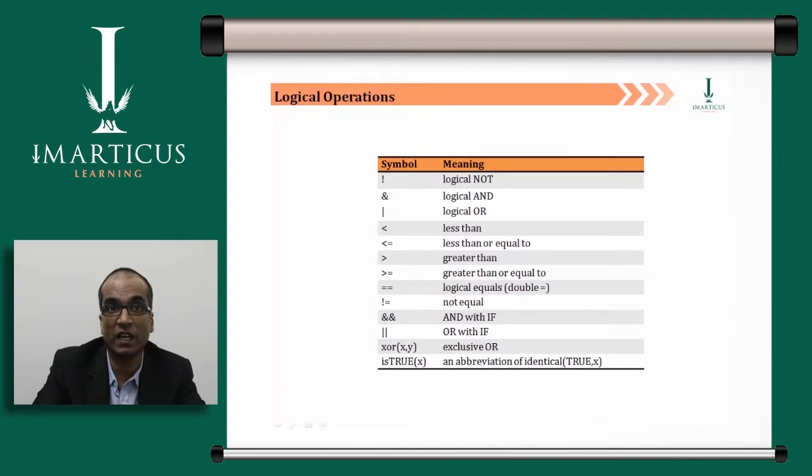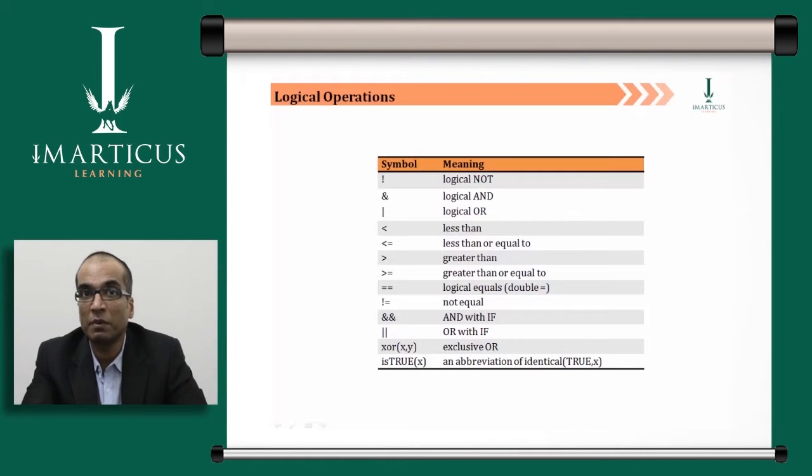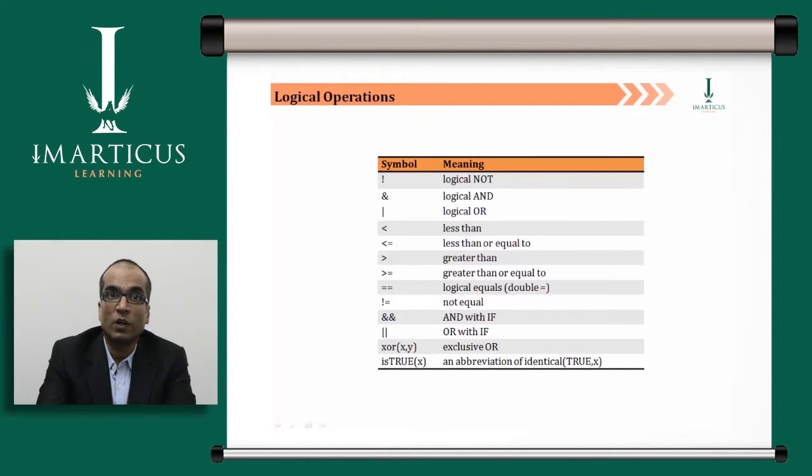And XOR, xor(x, y), stands for exclusive OR, right? So an exclusive OR comes into the picture when a statement will be marked as true only if one of them is true, right? So if both of them are true, it will be marked as false. If both of them are false, anyway it's a false statement. And isTRUE will check whatever procedure you have passed in it. So if you have done a complicated formula inside that, it will just check whether it is coming true or not.